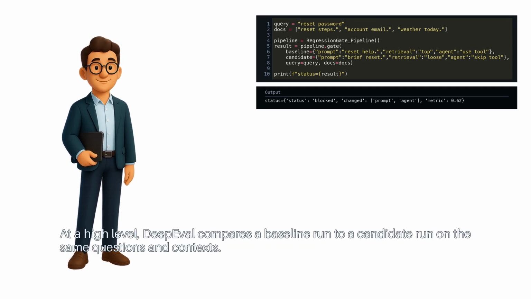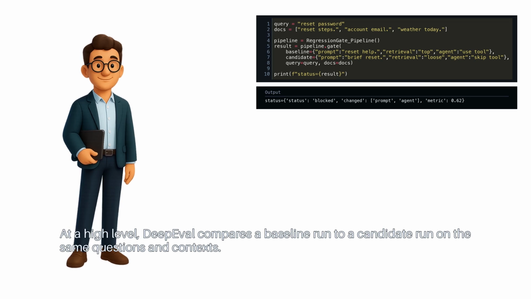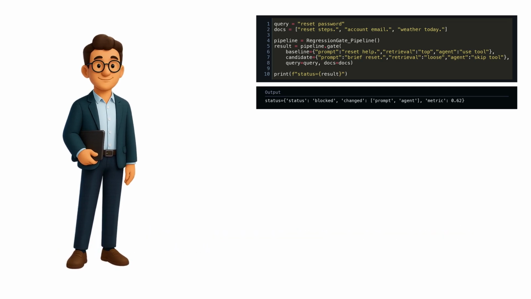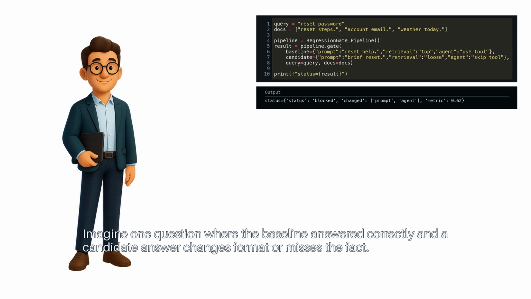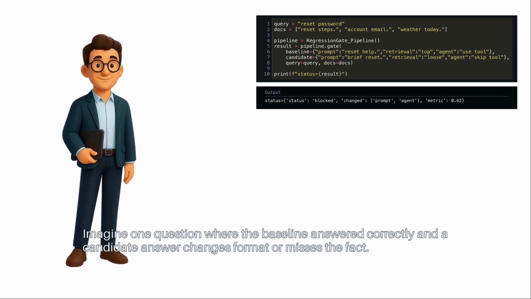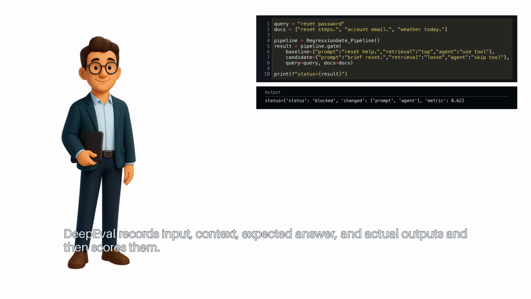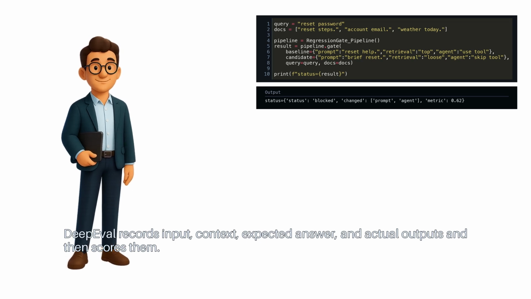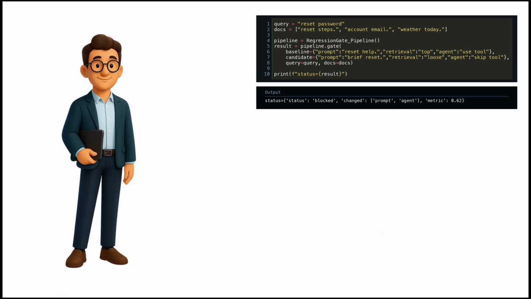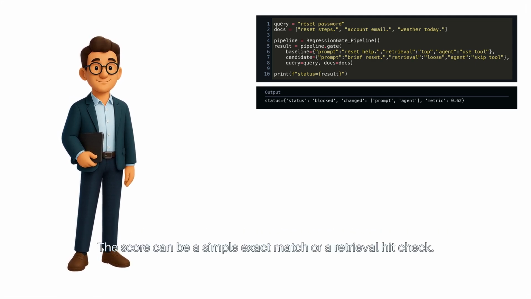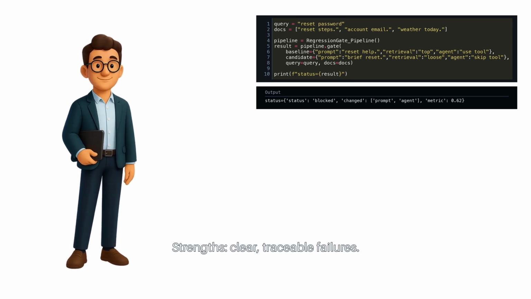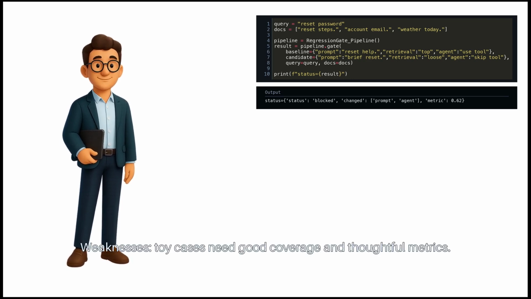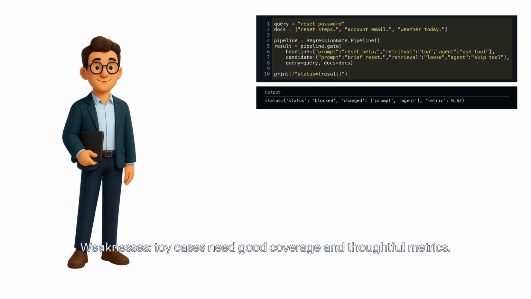At a high level, DeepEval compares a baseline run to a candidate run on the same questions and contexts. Imagine one question where the baseline answered correctly and a candidate answer changes format or misses the fact. DeepEval records input, context, expected answer, and actual outputs, and then scores them. The score can be a simple exact match or a retrieval hit check. Strengths: clear, traceable failures. Weaknesses: toy cases need good coverage and thoughtful metrics.